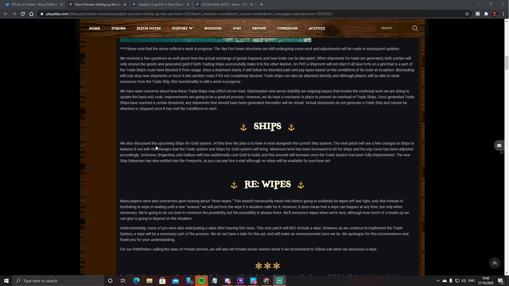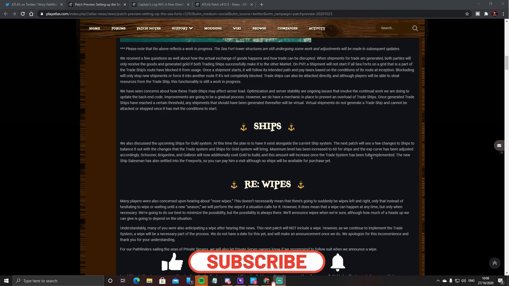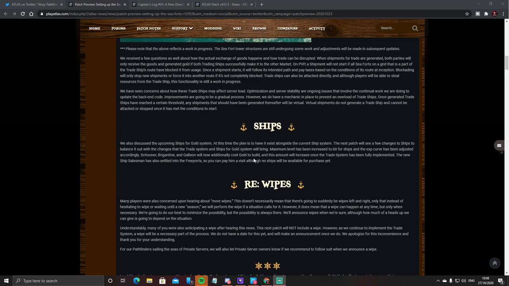Ships. We also discussed the upcoming ships for gold system. At this time, the plan is to have it exist alongside the current ship system. The next patch will see a few changes to ships to balance it out with the changes that the trade system and ships for gold system will bring. Maximum level has been increased to 60 for ships, and the XP curve has been adjusted accordingly. Schooner, Brigantine and Galleon will now additionally cost gold to build, and this amount will increase once the trade system has been fully implemented.